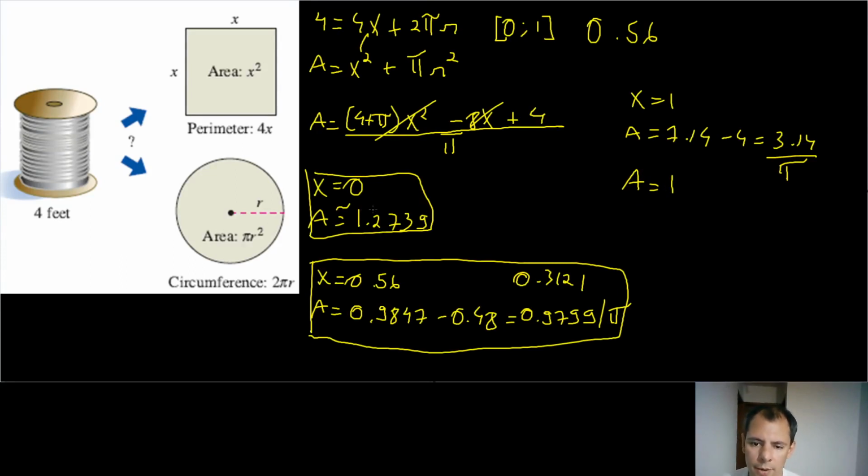The largest area is when I dedicate nothing for the x. If nothing is for the x, look at the x in here. That's for the wire. That's the wire for the square. So none of the wire will go to the square. All the wire, or all the 4 feet, will go to the circle. And that's how you have the largest area of 1.2739 approximately.